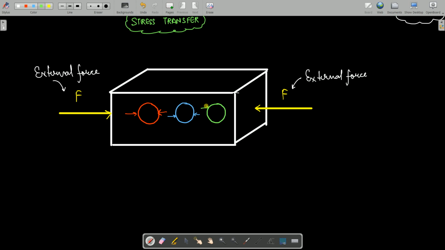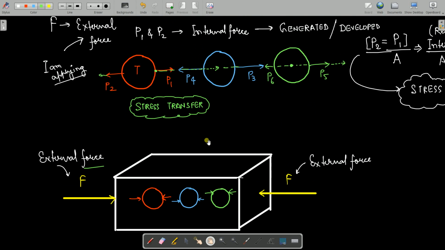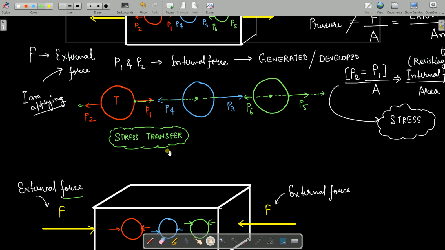If you are applying an external tensile force, there will be generation of internal tensile stress. If you are applying an external compressive force, there will be generation of internal compressive stress. The nature of the force becomes equal. If you are applying tensile, internal also it will be tensile. If you are applying shear, internal also it will be shear. That was the purpose of telling you. So this was basically the concept of stress.